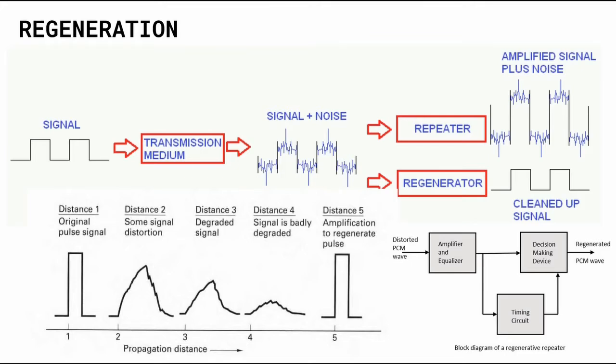Thus, for example, in a PCM system using non-return to 0 unipolar signaling, the decision making device takes a decision in every bit interval as to whether or not the pulse is present. If the decision is yes, the new pulse is sent to the next repeater. If the decision is no, there is no pulse sent.